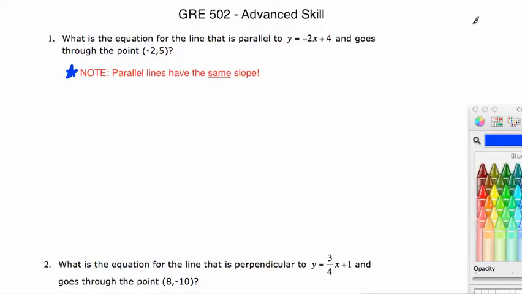And that kind of makes sense if you think about parallel means that they're never going to touch. So they're exactly the same slope because their rise and run are the same, so they'll never run into each other.